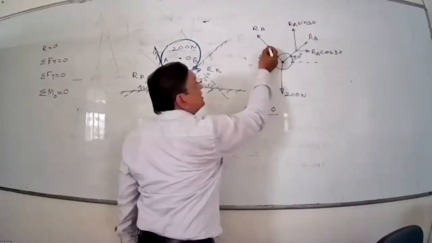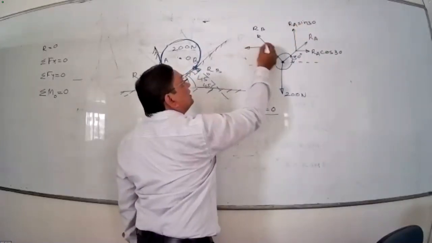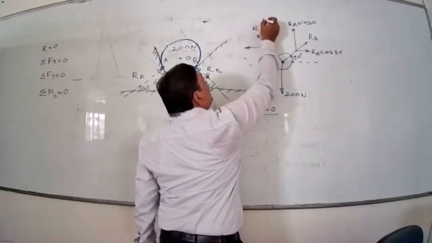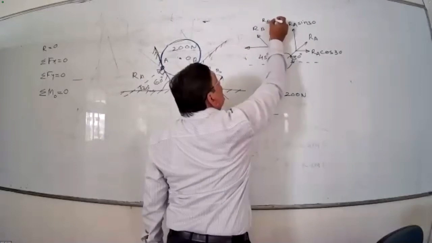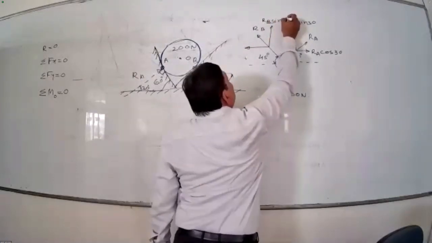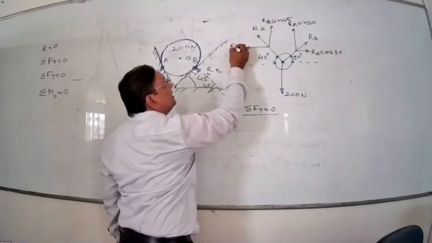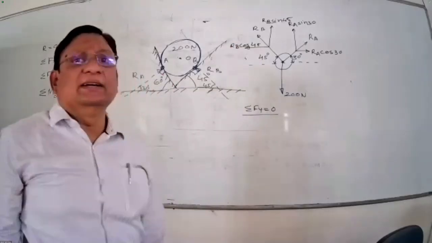Similarly, resolve force RB. This will be RB sin of 45, and this will be RB cos of 45. First, resolve the forces if you are applying the conditions of equilibrium.